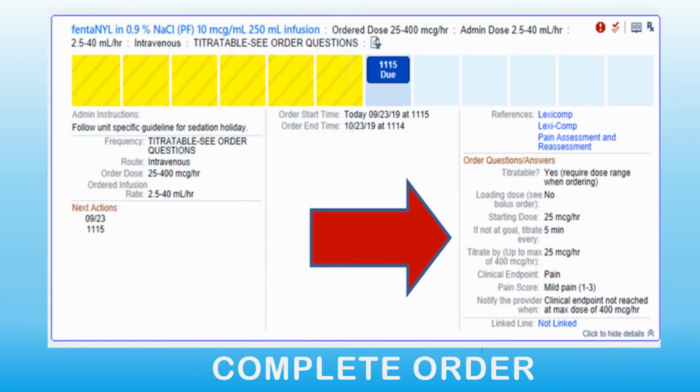This is an example of a complete titratable medication order. If you look up top, it has a medication name and a unit dose of fentanyl. On the right, it shows you the starting dose, which is 25 mics per hour, a titration frequency, which is to titrate every 5 minutes, a titration increment, which says to titrate by 25 mics per hour, the goal, which is mild pain, and when to notify the provider.